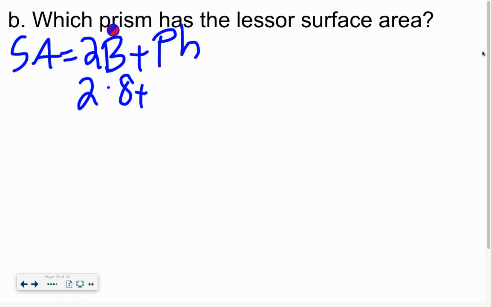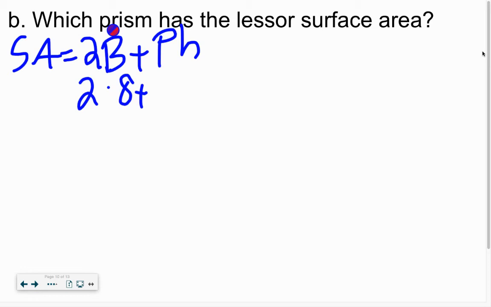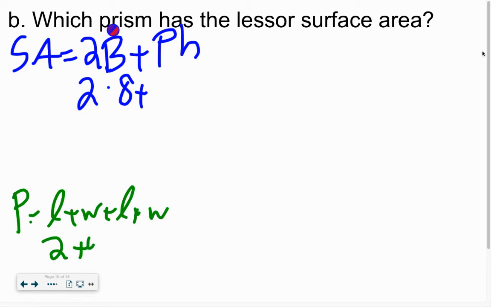Plus, now the perimeter, since we used 2 and 4, that's where I'm going to come down here and put in the perimeter. Length plus width plus length plus width: 2 plus 4 plus 2 plus 4. That's where this 12 is coming from.